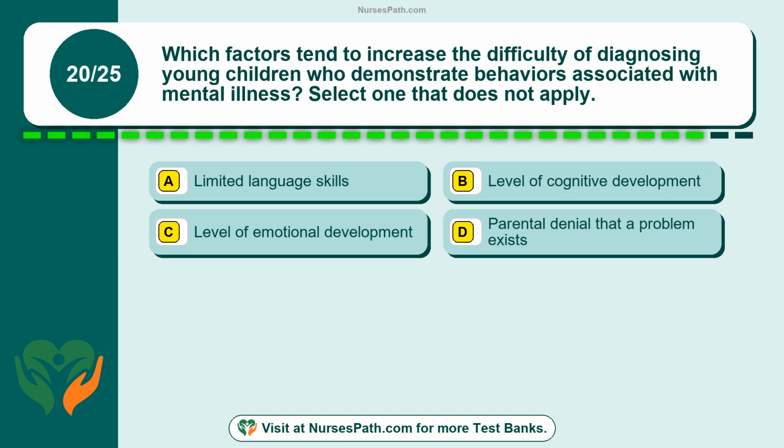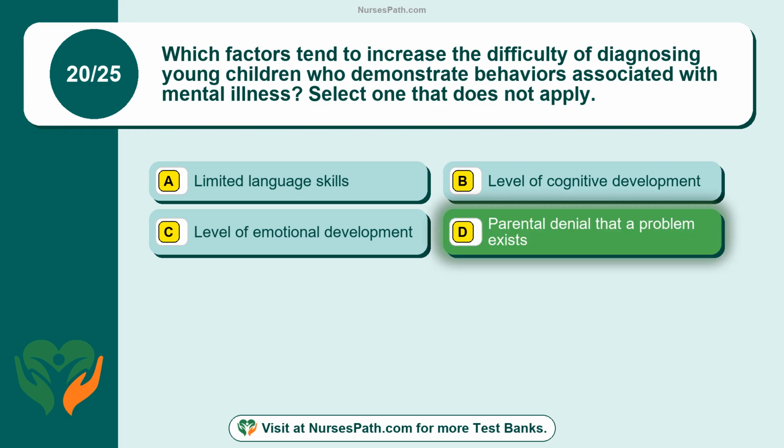Question 20. Which factors tend to increase the difficulty of diagnosing young children who demonstrate behaviors associated with mental illness? Select one that does not apply. Option A, limited language skills. Option B, level of cognitive development. Option C, level of emotional development. Option D, parental denial that a problem exists.